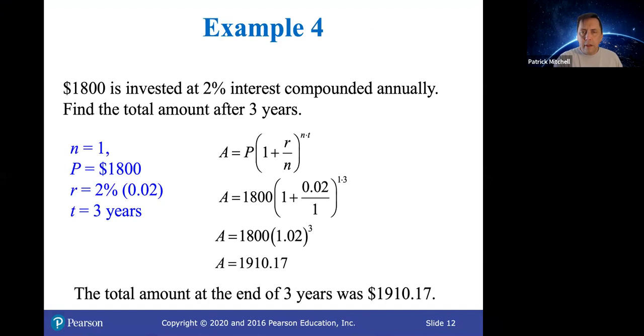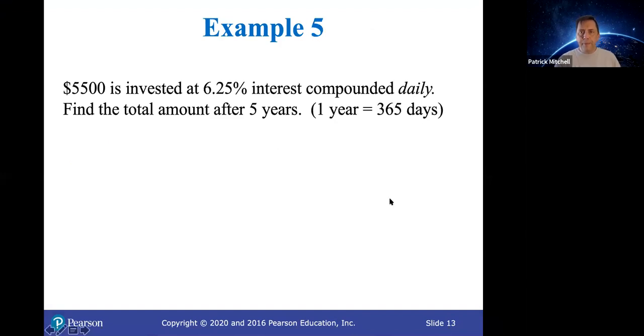All right, next example. This is one that you might want to try before watching. $5,500 is invested at 6.25% interest compounded daily. Find the total amount after 5 years, and remember that a year has 365 days.